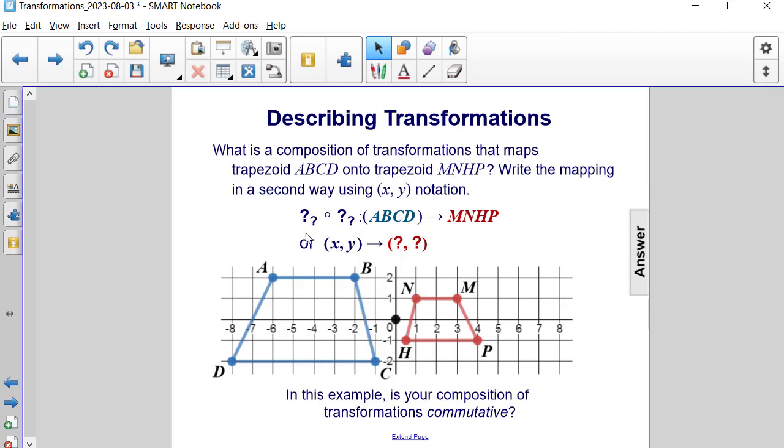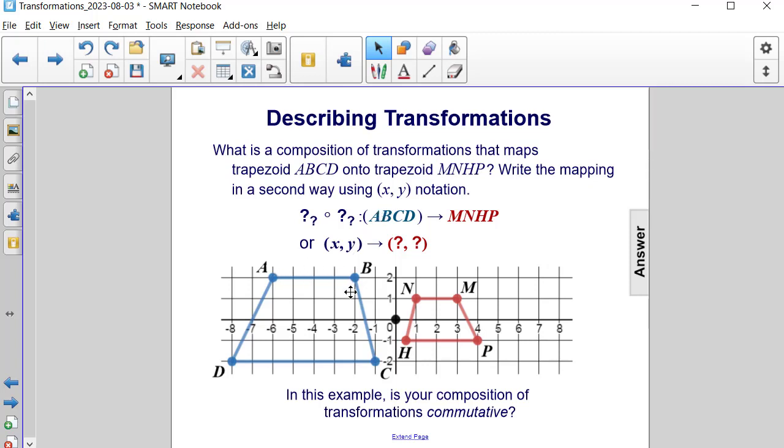Then we'll write the mapping a second way using what's known as XY notation, or coming up with a formula or operations that we can do with the x and y coordinates to get the x and y coordinates of our image. And the last thing that we are going to answer in this example is: is your composition of transformations commutative? In other words, could you do the transformations the first way and then also do them in reverse? Well, let's actually see what happens.